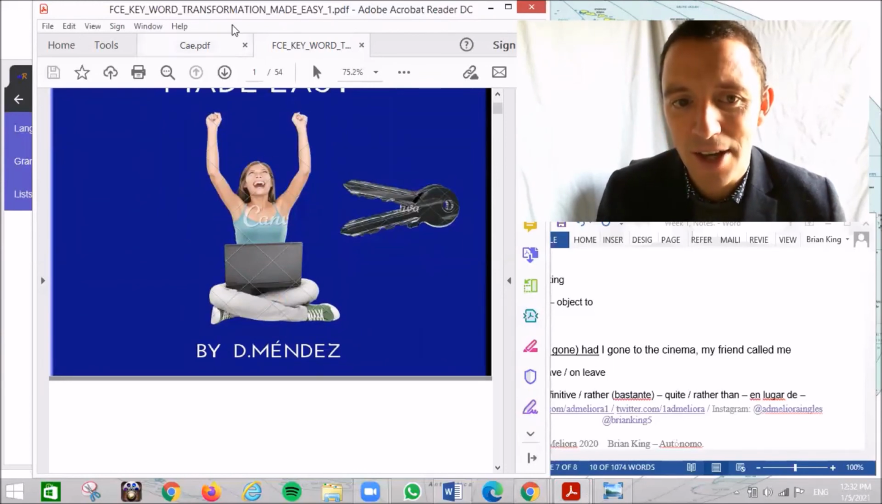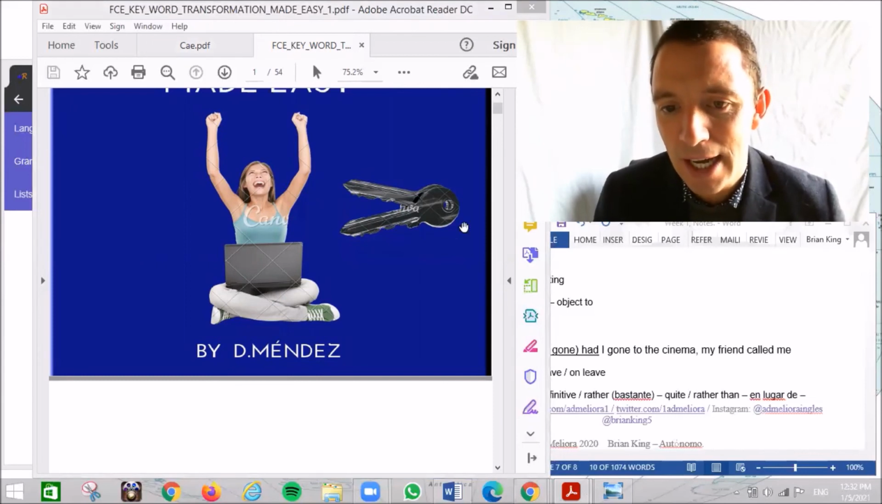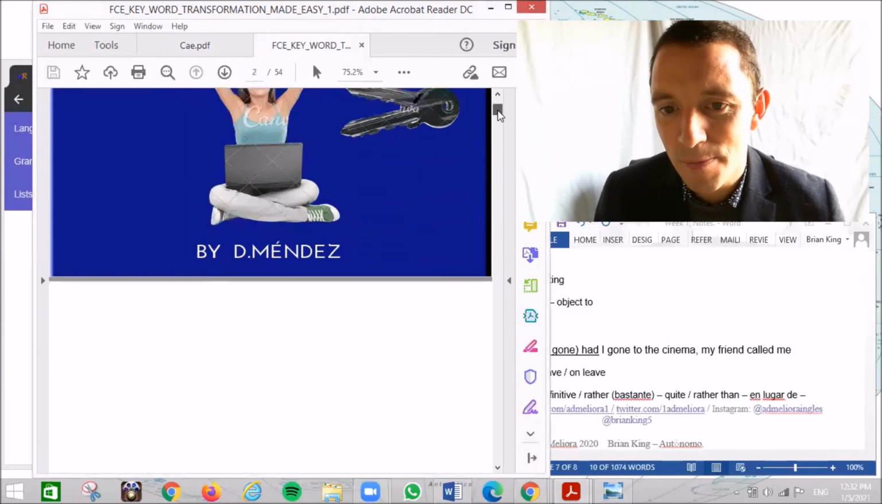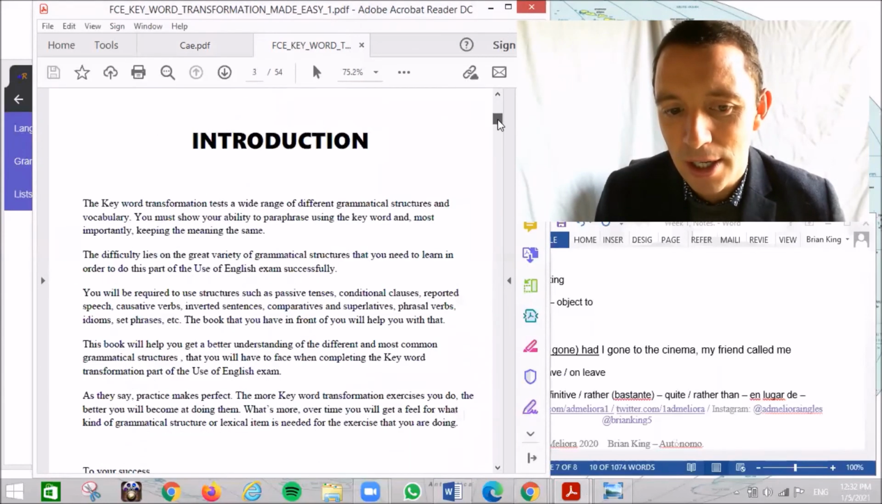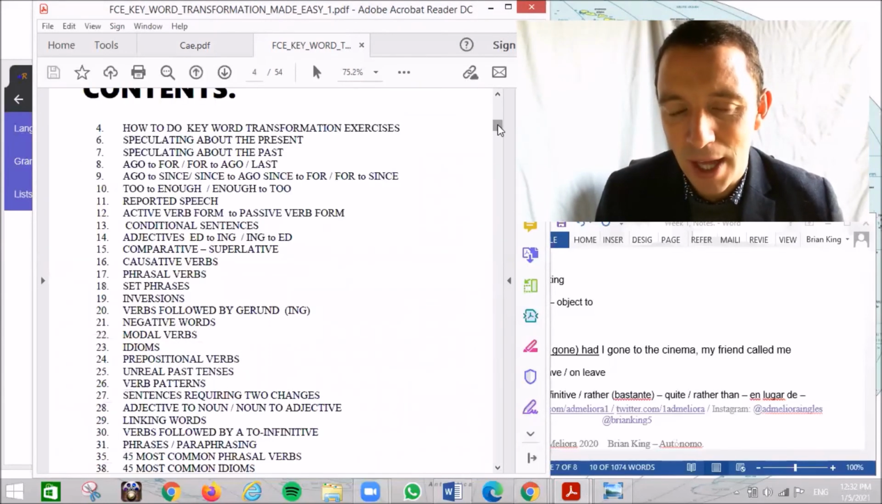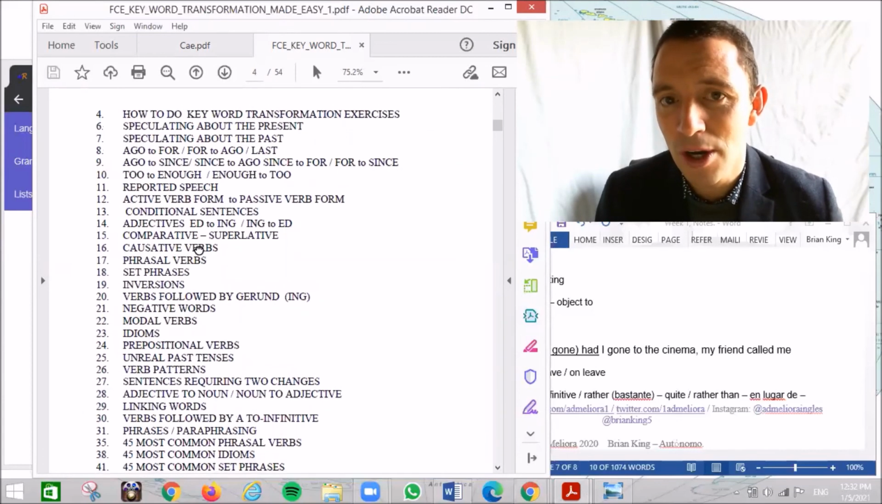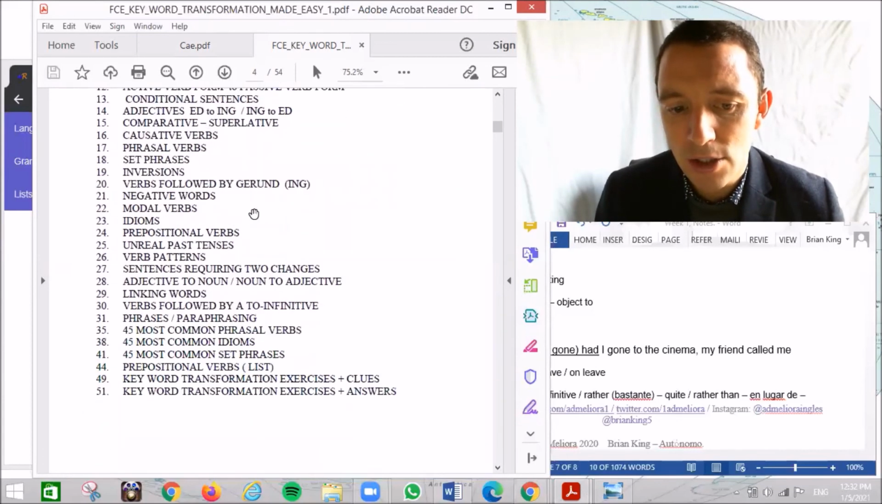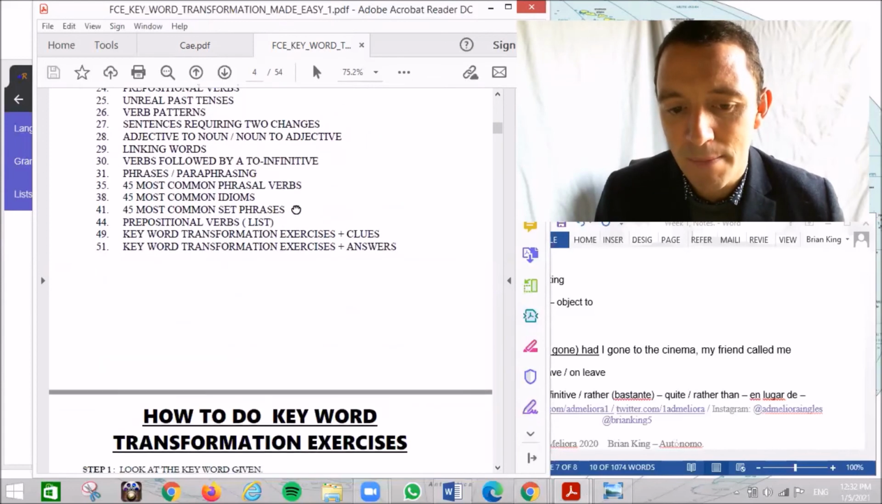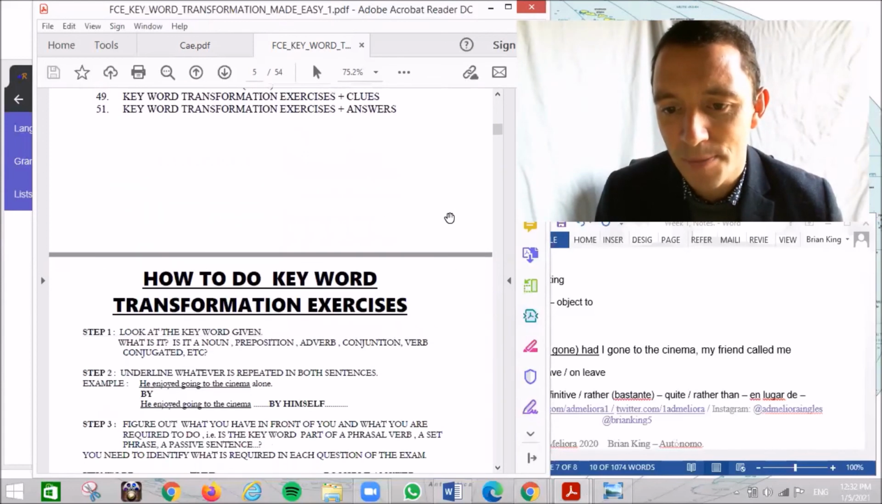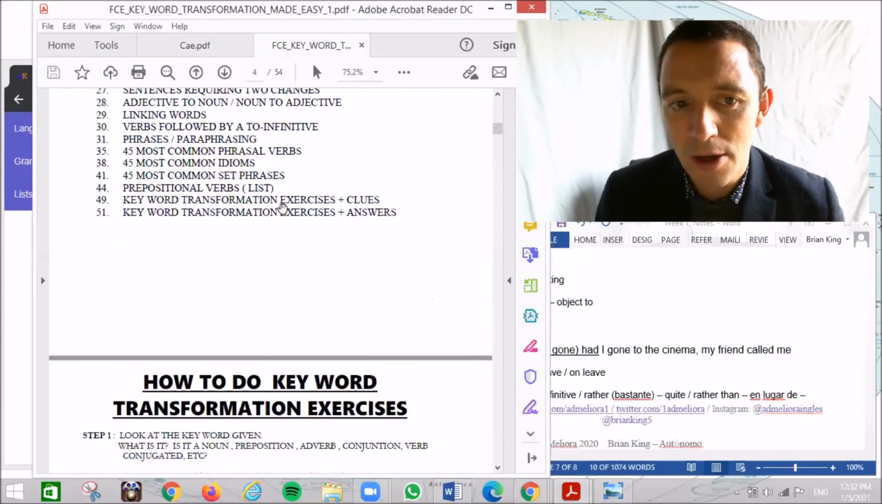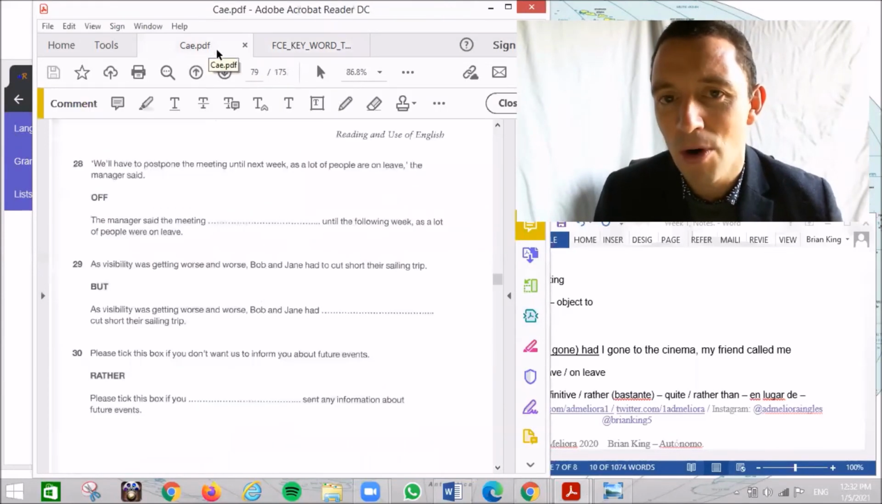So you can see at the top, that's the name in Google, FCE Keyword Transformation Made Easy. And I recommend this book, PDF. You can continue. There's many, many pages, and they have lots of different good topics about how specifically to do part 4. Okay, so yeah, I recommend that you look for that and try to do it. But I will try to do more of these exercises. So that's complete part 4.